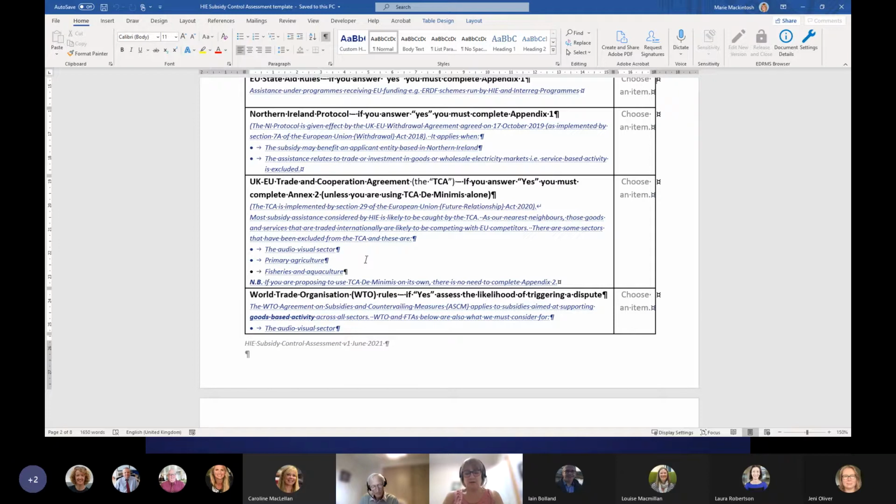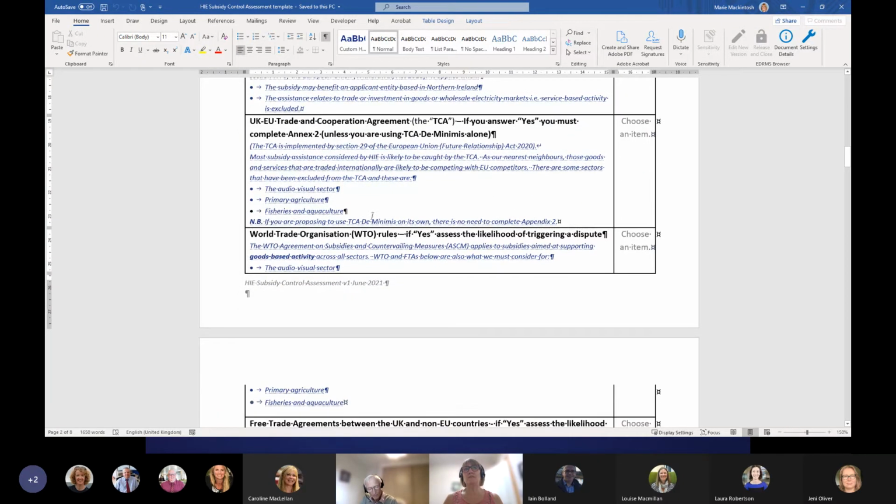So we've got our external legal advisors working on the case to give us some clarity around that, because that will mean a difference between which of our schemes we use. And although the audiovisual sector is not included in the TCA, for simplicity we have included audiovisual services within our EDS scheme. So if you've got an audiovisual client, you'll probably be using EDS anyway.